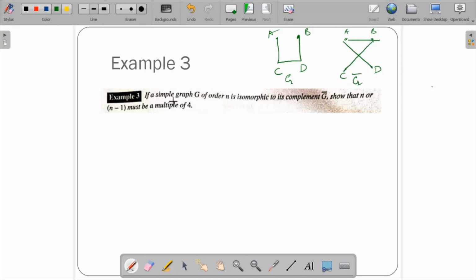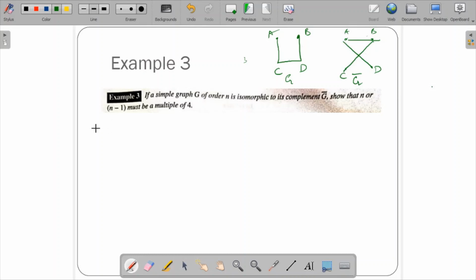If a simple graph G has order n, so you can see the order is 3, and it is isomorphic to its complement G bar, check for isomorphic. Both the graphs are isomorphic. You just try to check for isomorphic. Then they have told us to show that n or n minus 1 must be a multiple of 4.